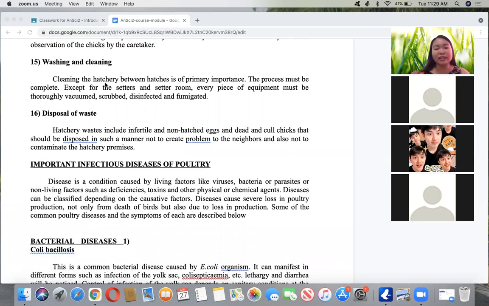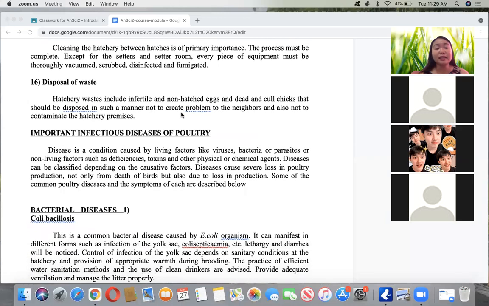And then washing and cleaning. After that, the hatchery between hatches should be clean. Importantly, it should be a complete process except for the setters and setter rooms. Every piece of equipment must be thoroughly vacuumed, scrubbed, disinfected, and fumigated. And then dispose of the waste. This includes infertile and non-hatch eggs and cull chicks, which should be disposed of in such a manner as not to create problems for the neighbors and not contaminate the hatchery premises as a whole.